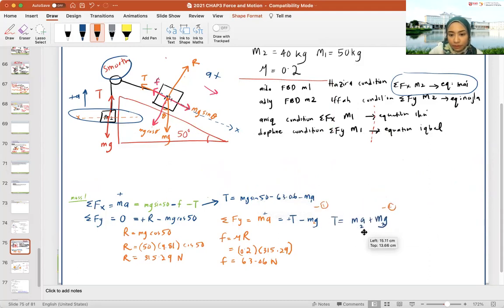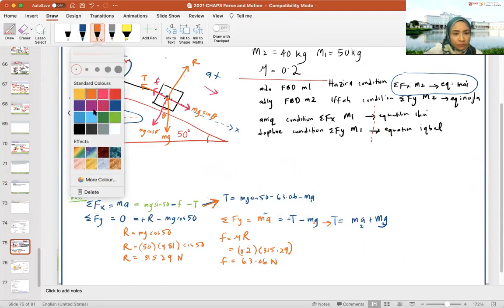This is from here and this is from here. Okay. So now I'm going to equate them together. Let's use a different color for that, let's use pink. T over here is equal to T over here because T has the same value. So I can equate them together.